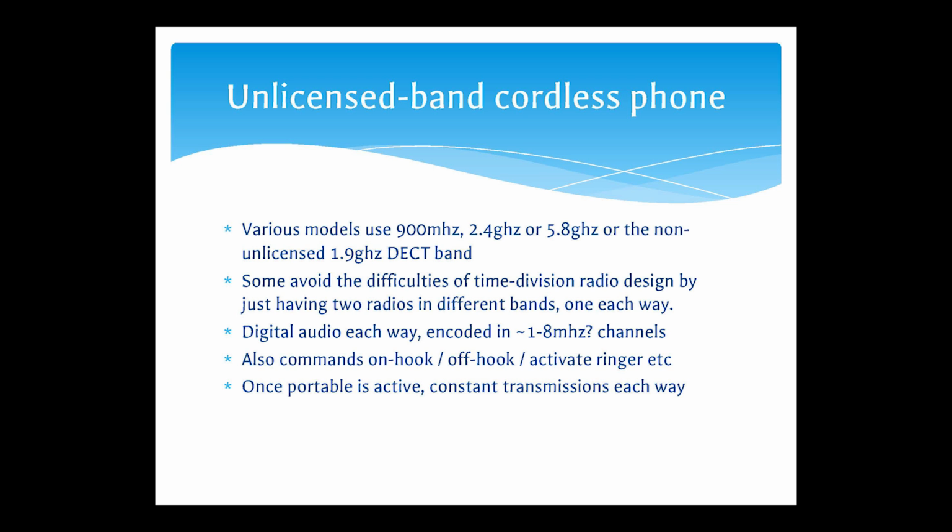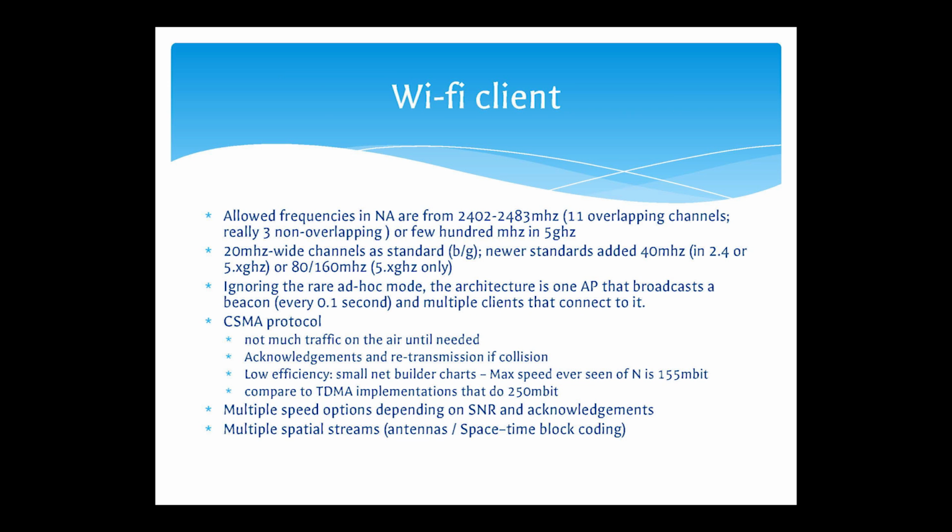So all modern cordless phones use digital audio each way, with channel sizes anywhere from maybe 1 to 8 megahertz, depending on what the manufacturer felt like doing, whether they wanted more range or interference survival. Over the air, it includes both the digital audio and commands such as go on hook, go off hook, activate the ringer, the general phone commands. And the general idea of when they transmit is that once the actual phone connection is active, both ways are always transmitting.